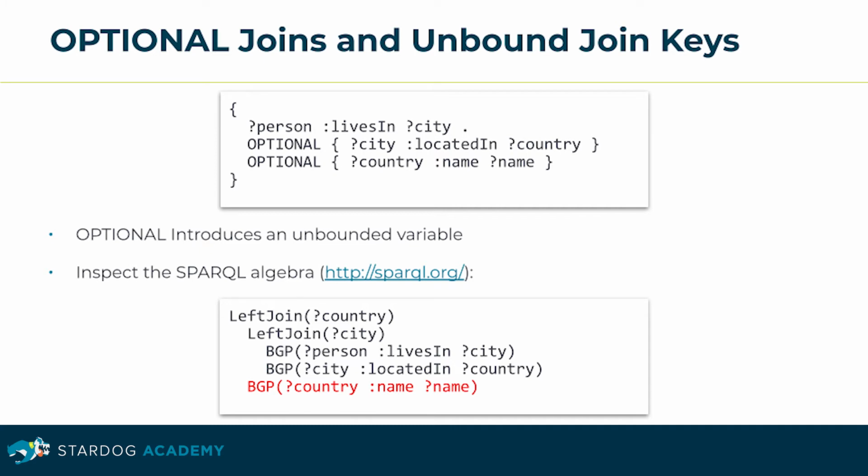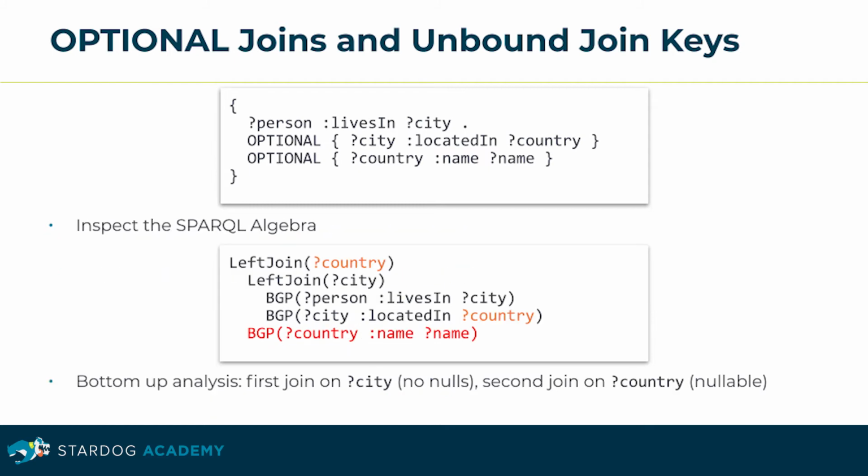So the first attempt is to put the optionals on city located in country, and country has a name. However, this introduces an unbound variable. In this case, country name may not be bound because the optional from city located in country could not be bound. And so we wind up with an additional join. And this is the basic SPARQL algebra. There are tools that can be used to see this in addition to the Stardog query plan itself.